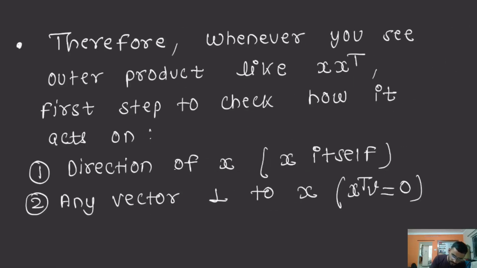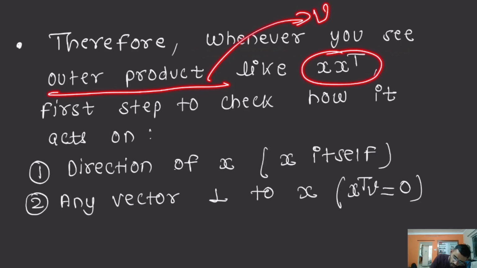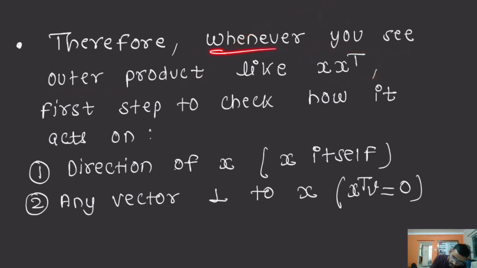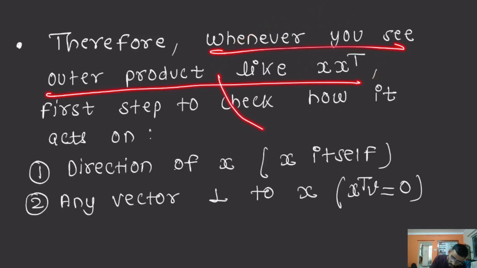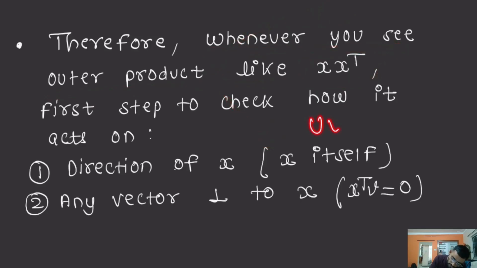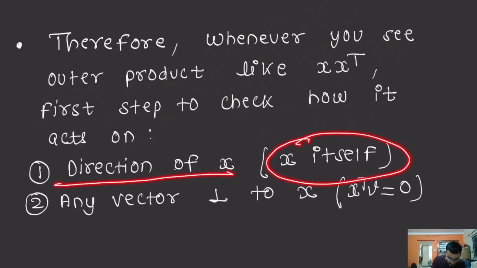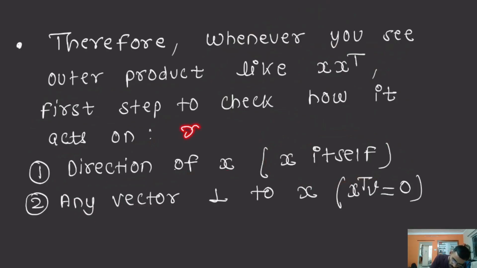Okay, so in a problem, whenever you see an outer product like x into x transpose, or if you see u into v transpose, this is also an outer product. Then what you need to do is, as the first step, check how it acts in the direction of x itself. What you will check is how this outer product behaves in the direction of x. Okay, this is first one.